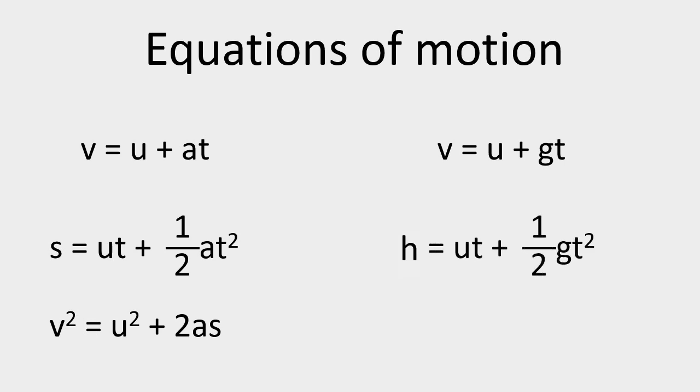h = ut + half gt square. h is what? Height. Usually height from which an object is falling, or else if an object is thrown upwards, how much height it is reaching, वो calculate करने के लिए we use this equation. So s की जगह h आ जाएगा.